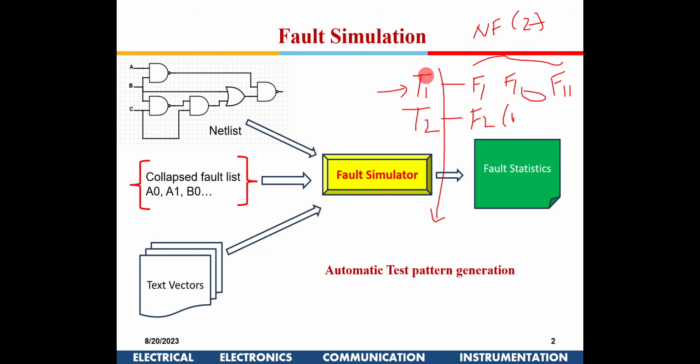That's how we have an optimization. Finally, we should have a minimum number of test vectors, so that the testing is done within reasonable time. That is the target.